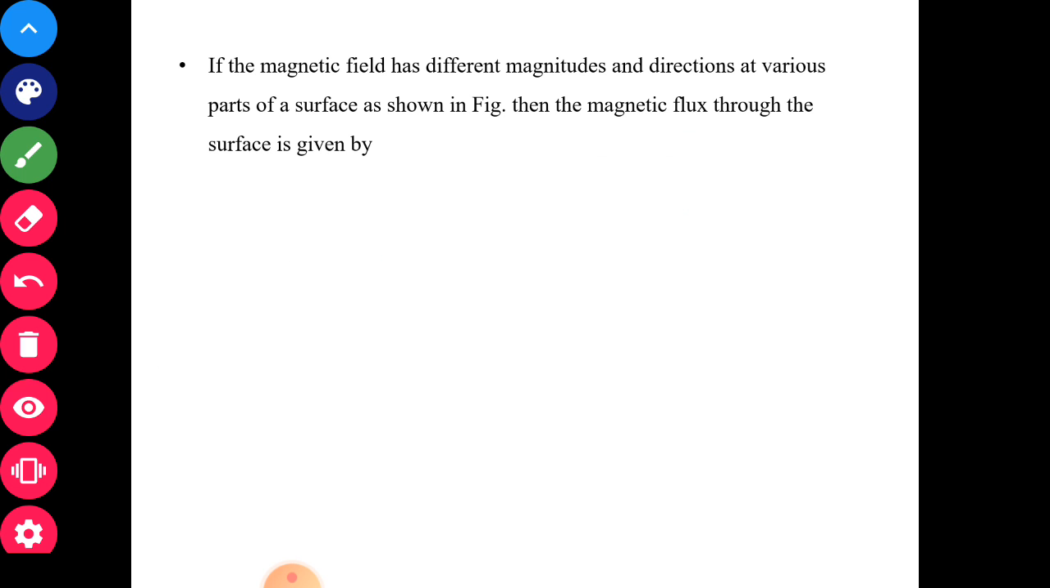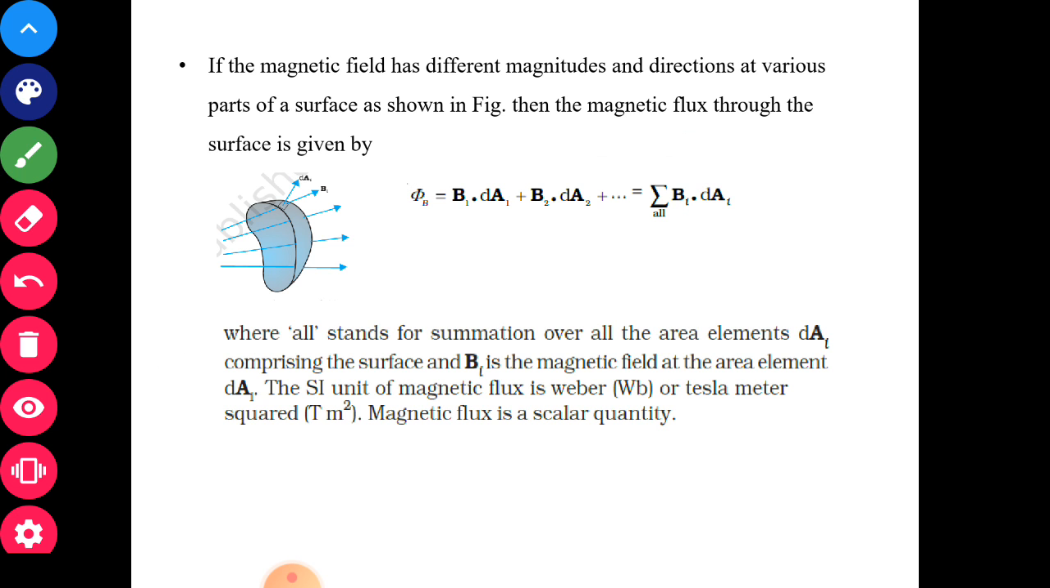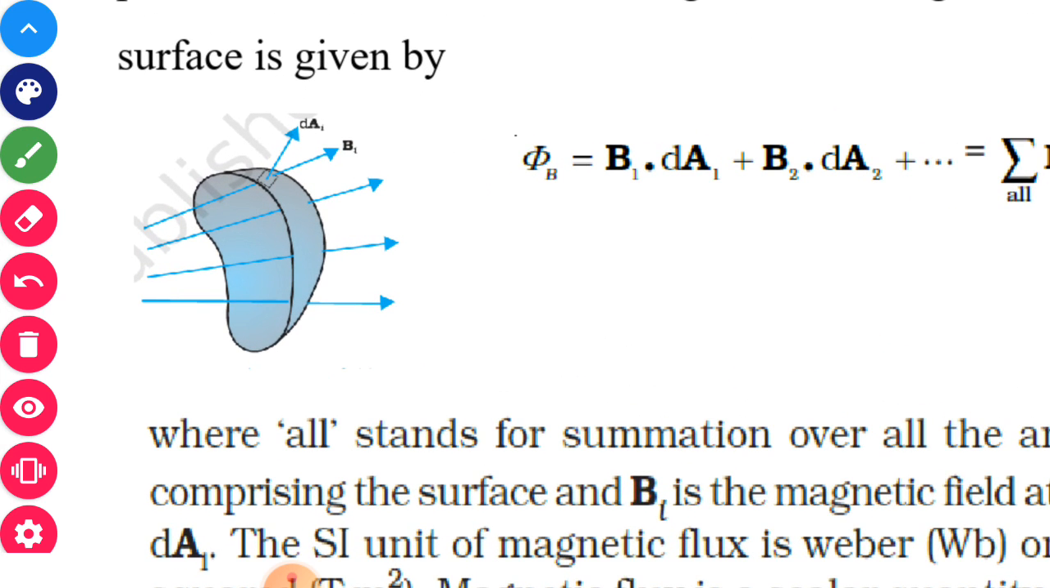If the magnetic field has different magnitudes and directions, say for example you have a curved surface and different values of magnetic field at different places, somewhere here the magnetic field is B1, somewhere here the magnetic field is B2, then what will you do? You will just take small area elements and find the individual flux. The total flux can be found by summing all the flux passing through the different small areas.